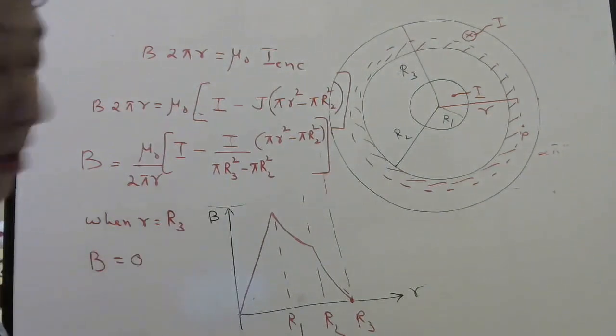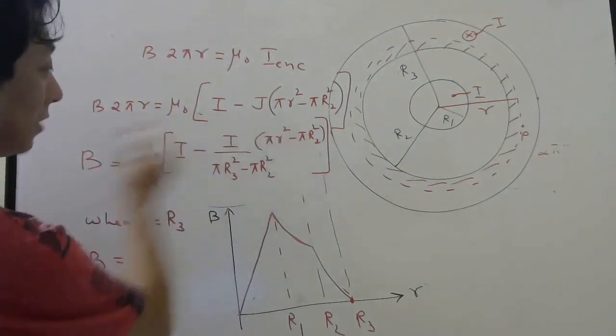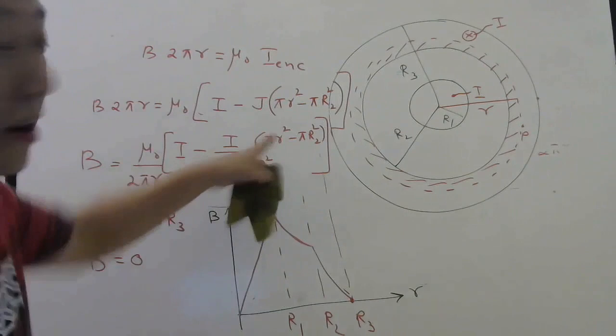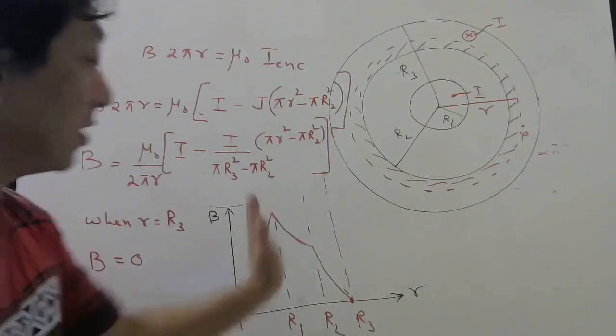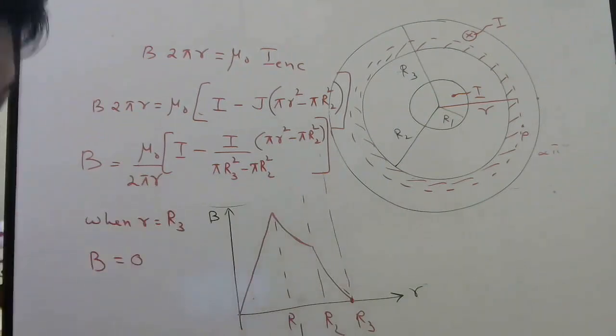Those who are very much interested, you can take the derivative of this function with respect to r and check what happens to the derivative. Derivative means the slope of this graph. Check that. Okay, let us see now question number 9.